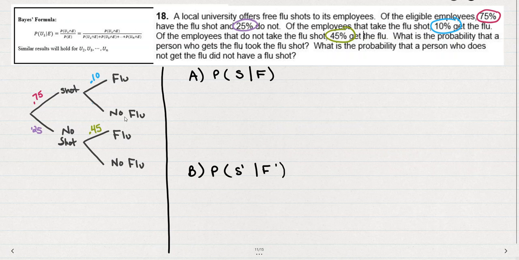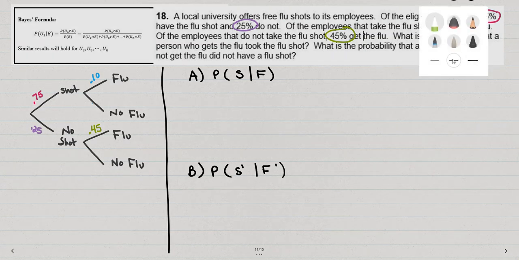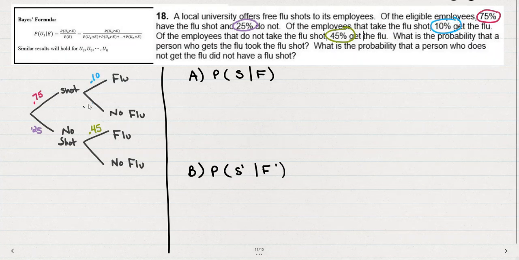But wait, they don't tell us how many don't get the flu who had the shot, or how many don't get the flu who didn't have the shot. Well, we can calculate that. Do you see how to do that? Because this has to add up to 100%. So if 10% get the flu, 90% don't. If 45% get the flu, then 55% don't.